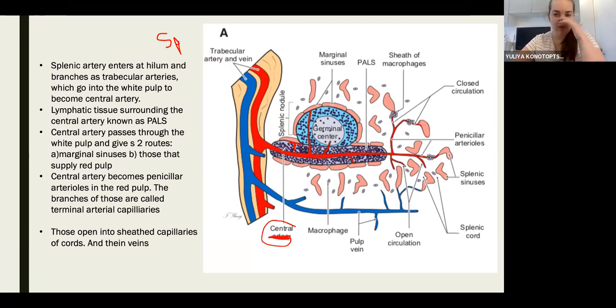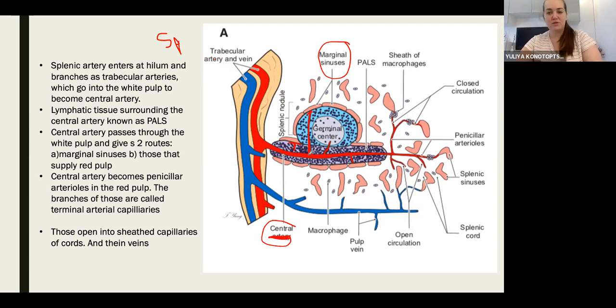So your central arteriole has two possible scenarios. It either stays within the white pulp, and if it stays within the white pulp, it gives you branches, and those branches are going to be supplying your marginal sinuses. Remember, there is a marginal zone, like a margin, like a border. There we'll have some blood vessels as well. They're called marginal sinuses. So they come from the central arteriole. They're branches of the central arteriole.